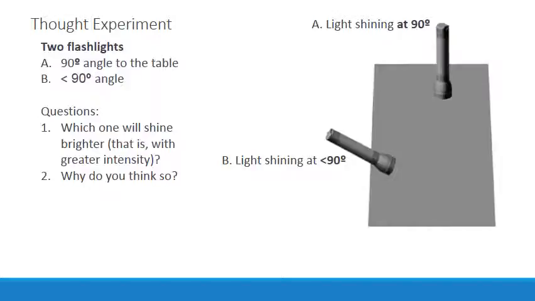So I want to ask you to just in the back of your mind, or maybe on a sheet of paper, jot down a note or two. Which one of those shines more brightly? That is, which one has a greater intensity? What is the light going to look like when it hits the table? And then why do you think so? So you may want to pause the video here and just jot down a note or two. Do me a favor and also sketch this for your notes.